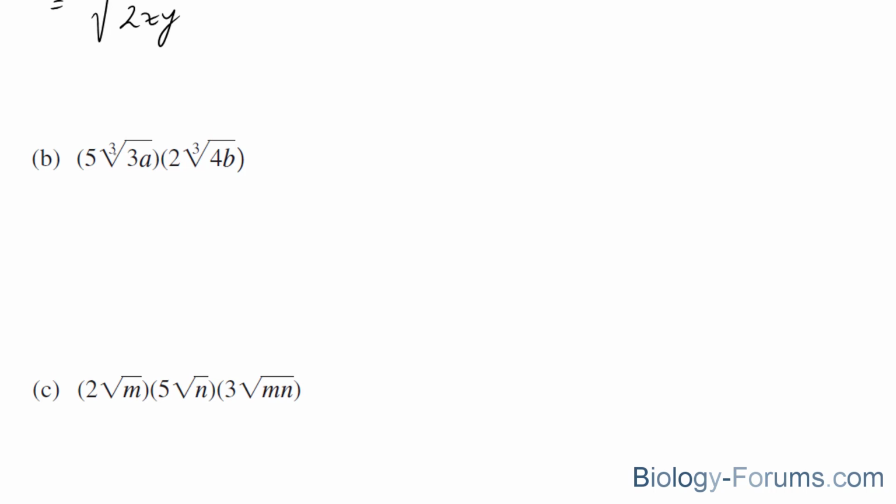Here, the indices 3 and 3 are also the same. So what we have to do before we multiply the radicands, this and this, is we have to multiply 5 and 2, which is equal to 10. And we will keep the index of 3 the same, and we will house the two radicands underneath the radical. So in this case, we have 3a times 4b is equal to 12ab. There you have it. Two radicals combined.